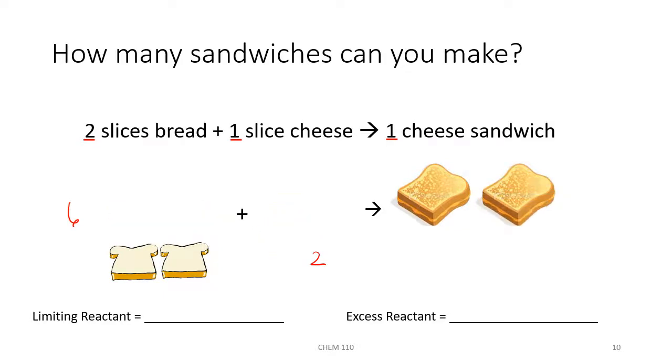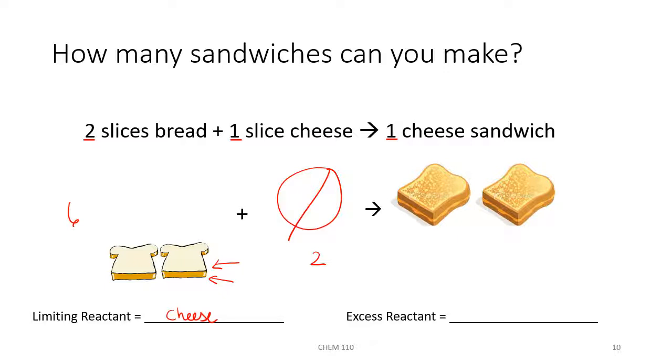Next, we could make another cheese sandwich. We would use up another 2 slices of bread and another slice of cheese in order to make a second sandwich. At this point, we're done. We can't make any more cheese sandwiches. We ran out of cheese. Therefore, the cheese limited the amount of sandwiches we could make, even though there is still bread left over. Therefore, the limiting reactant in this example would be our cheese.